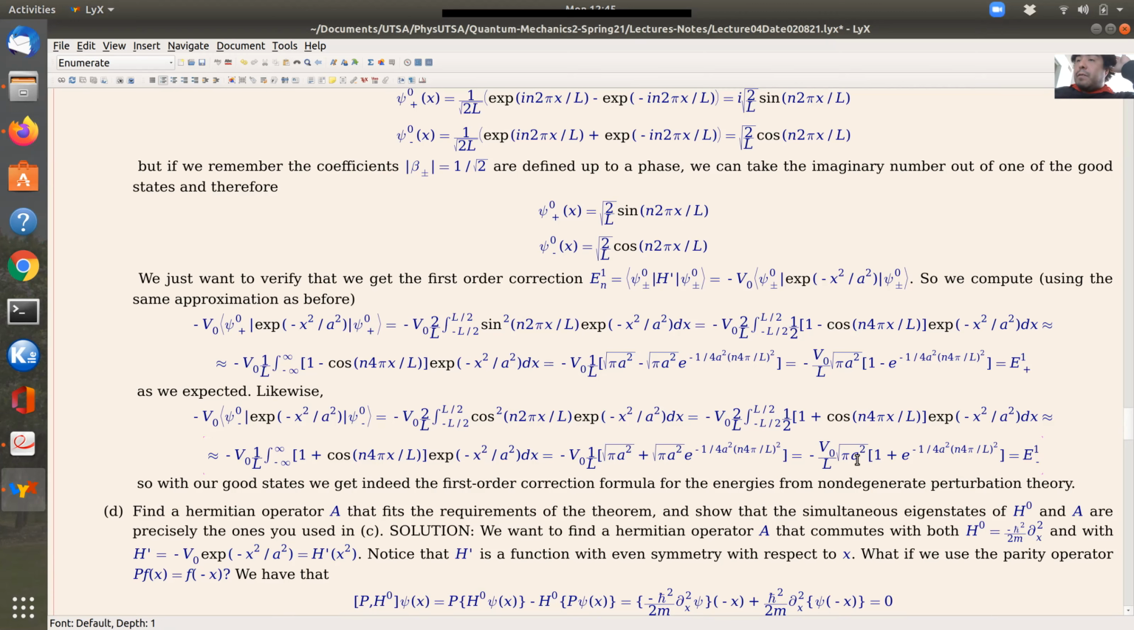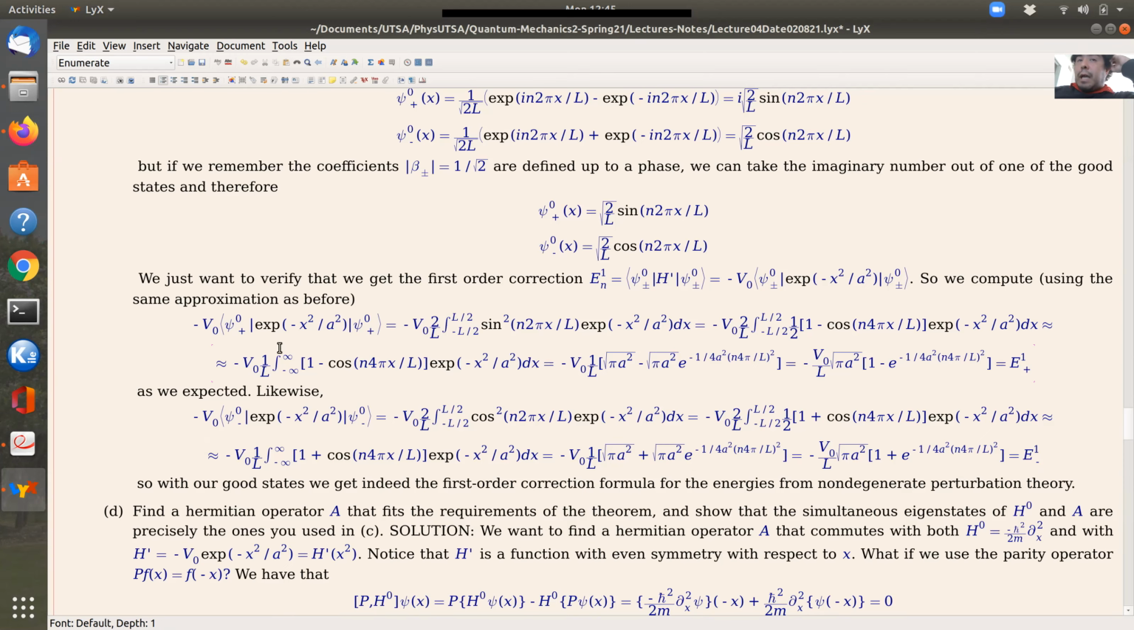And so we can factorize minus b0 over L, square root of pi a squared, all that over square root, and then you have 1 plus e to the minus this thing. If you go back to the formula, that's actually E1 minus.